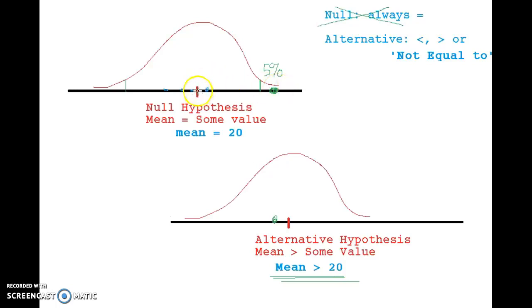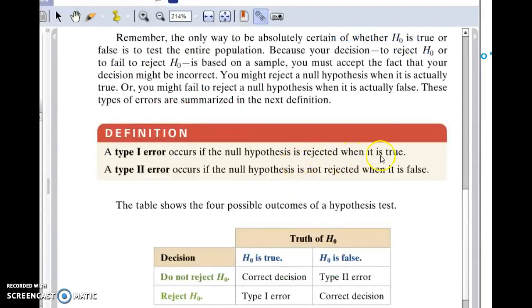Your null is actually true. You just had a very unusual sample for some reason. And so that's a type 1 error because you're rejecting the null when in fact it is true.